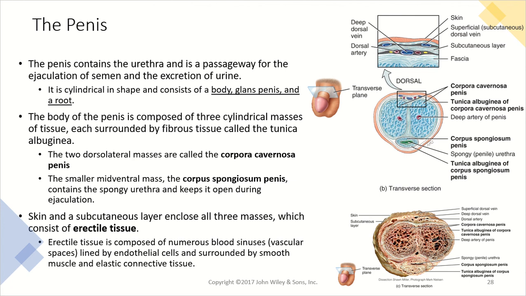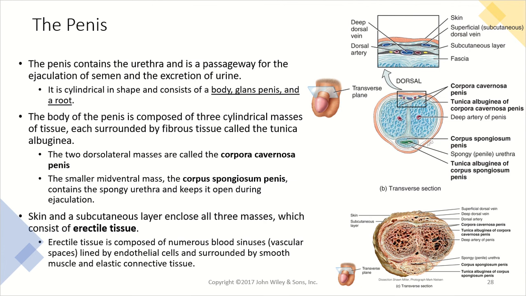So, moving on then to the penis. This is one of our accessory sexual structures. The penis is going to contain the urethra, and this is going to be a passageway for the ejaculation of semen, as well as the excretion of urine from the body.